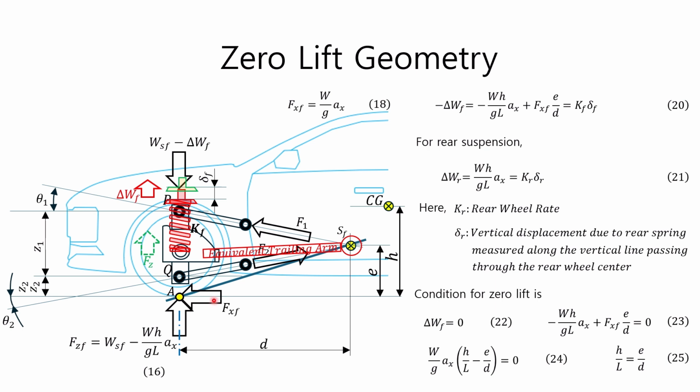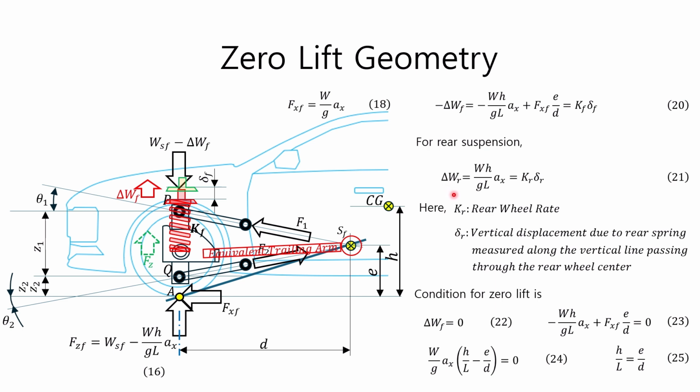The front vertical displacement due to front spring measured along the vertical line passing through the front wheel center can be calculated using equation 20, and the rear vertical displacement due to rear spring can also be calculated using equation 21, using the previously calculated dynamic vertical load supported by rear spring, delta WR. Here, delta WR is the rear spring force converted to the force acting along a line passing through the wheel center and perpendicular to the road surface.